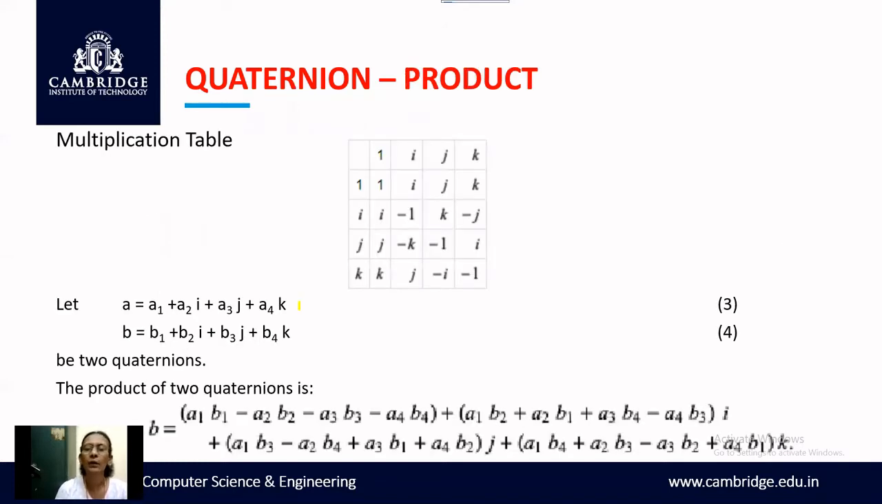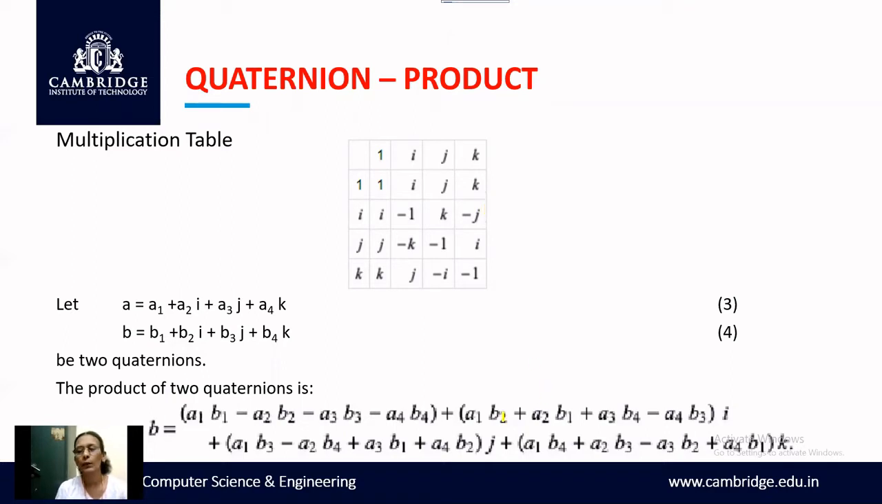Next, we see how product or multiplication is done. You follow this multiplication table: 1, i, j, k. So 1 into 1 is 1, 1 into i is i, etc. i into 1 is i, i into i is -1. We have already seen i squared is -1. i into j is k. This also we have seen. i into k is minus j. This table corresponds to the identities that we have seen.